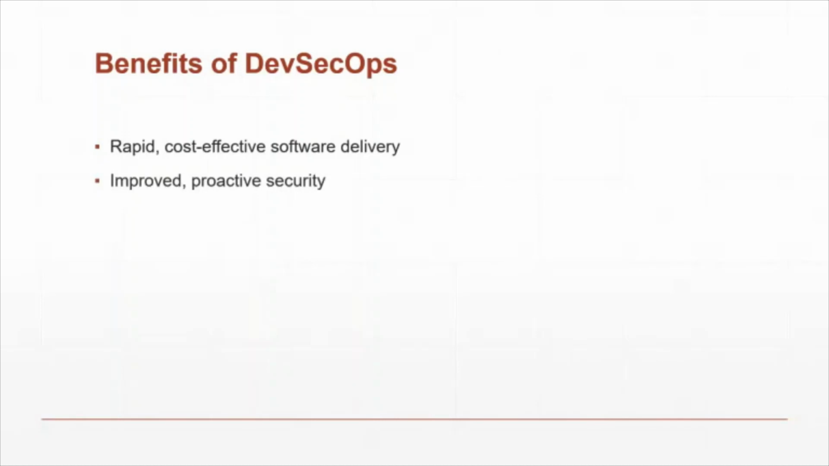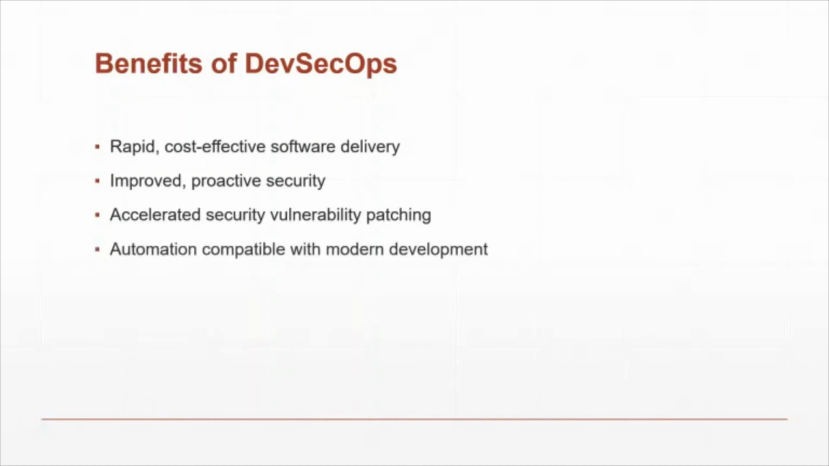Improved proactive security. From the start of the development cycle, DevSecOps implements cybersecurity processes. The code is checked, audited, scanned, and evaluated for security issues during the development cycle. Easier security vulnerability patching. How easily it handles newly discovered security vulnerabilities is a key advantage of DevSecOps. Automation.